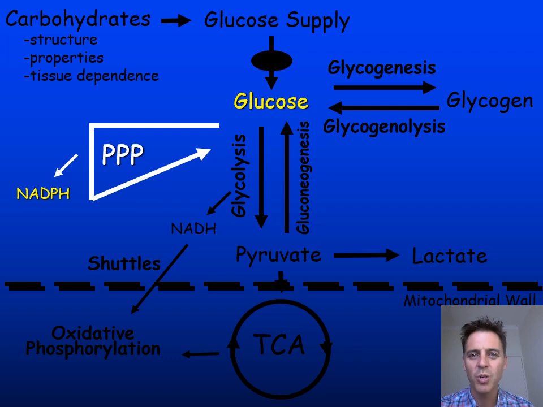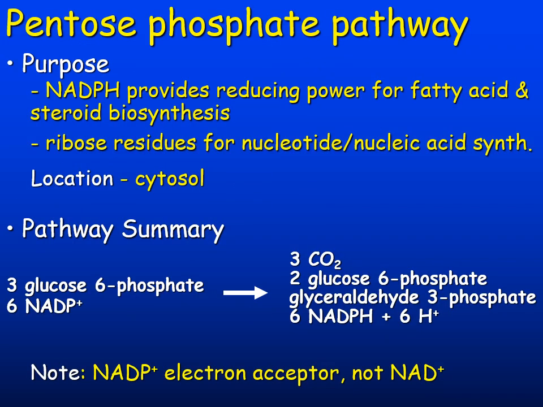And one of the crucial roles of this pathway is to produce reducing power in the form of NADPH for fatty acid biosynthesis. And the other crucial role of this pathway is to produce ribose residues for nucleotide and nucleic acid synthesis. So that's effectively acting as the backbones for RNA and DNA production. Now this pathway occurs in the cytosol of cells, and you can see down here there's a summary of that pathway, but I'll go into that in a bit more detail in a moment.